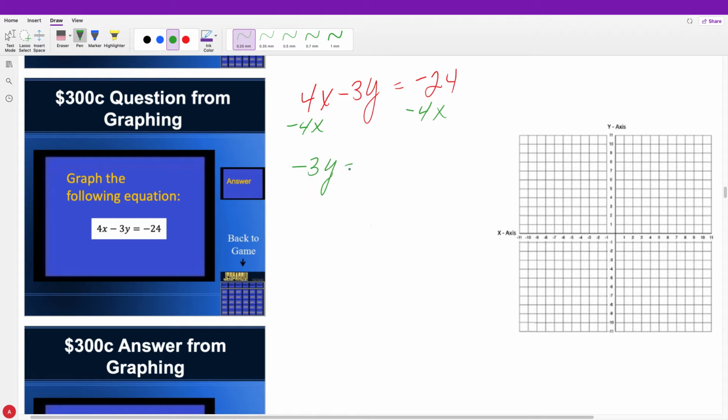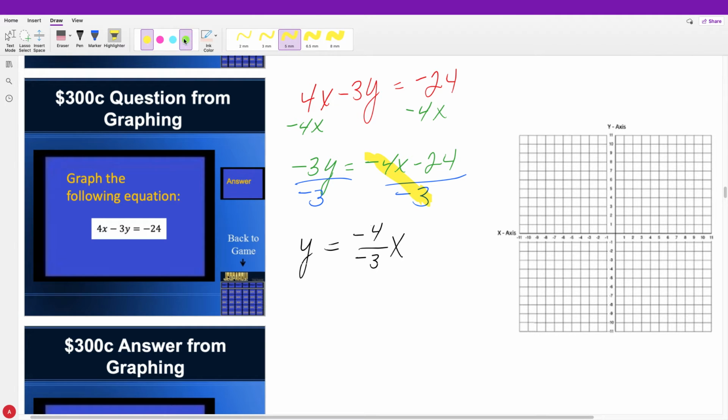Now we have negative 3y is equal to negative 4x minus 24. Then we're going to divide each side by negative 3, because remember, we need to isolate that y completely. So we get y is equal to, and remember, this creates two different fractions. We have negative 4 over negative 3 x, and then the other fraction, plus negative 24 over negative 3.